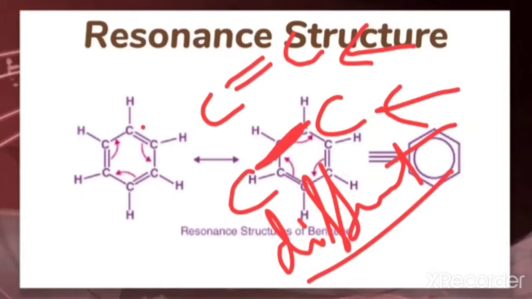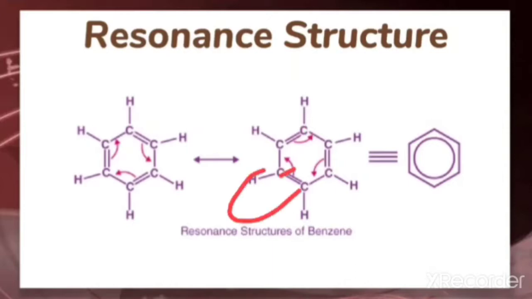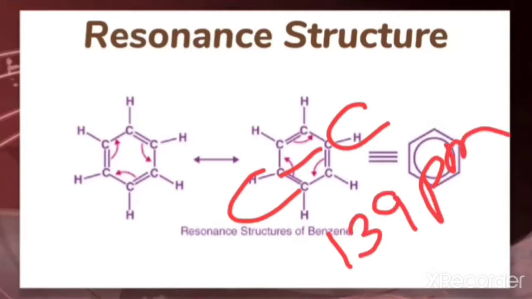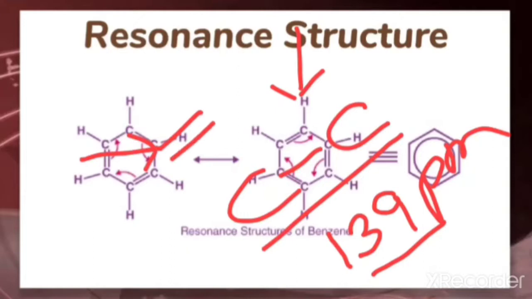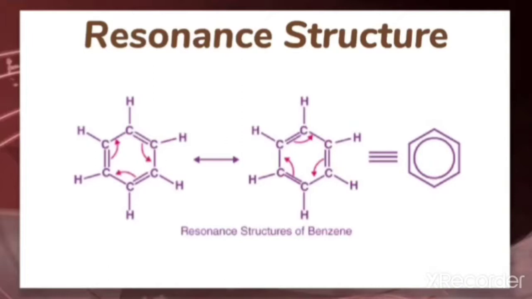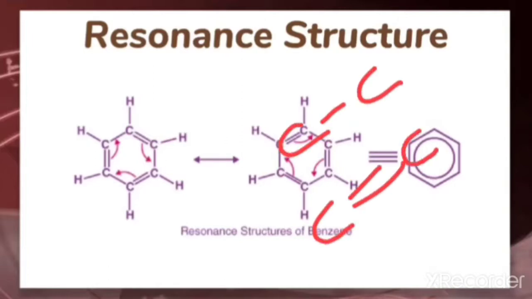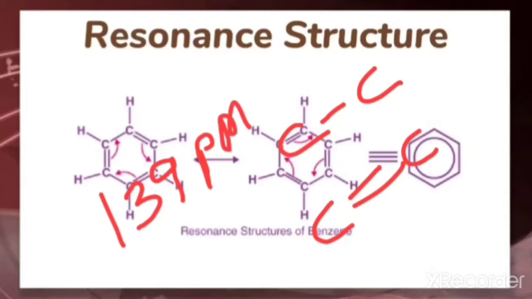But experimentally it was found that all the C-C bonds, both between the single-bonded carbons and the double-bonded carbons, have the same bond distance of 139 pm. That is, benzene has a uniform C-C bond distance of 139 pm. This value is not the value of a single bond, and it is not the value of a double bond. It is an intermediate value between the C-C single bond and the C-C double bond.